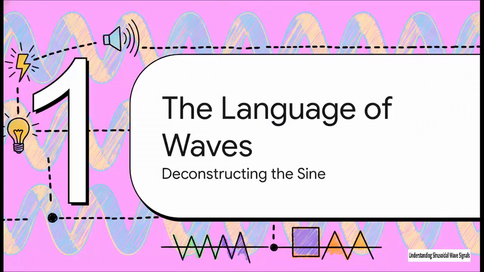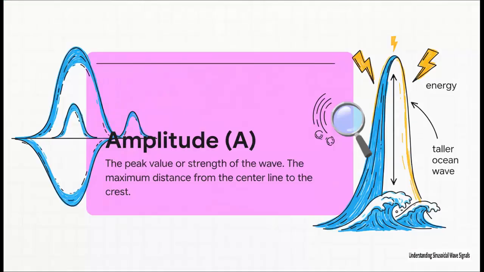So, to truly understand the sine wave, we've got to learn its language. We need to know the specific properties that define its shape and its behavior. And what's so cool is, once you know these, you can describe pretty much any wave out there, whether it's electricity, sound, or even light. Okay, first up, amplitude. The easiest way to think about this is just the wave's power, or its intensity. It's how high that peak gets from the center line. A wave with a higher amplitude is like a bigger, more powerful ocean wave. It's just carrying more energy. For electricity, a higher amplitude simply means a higher voltage.